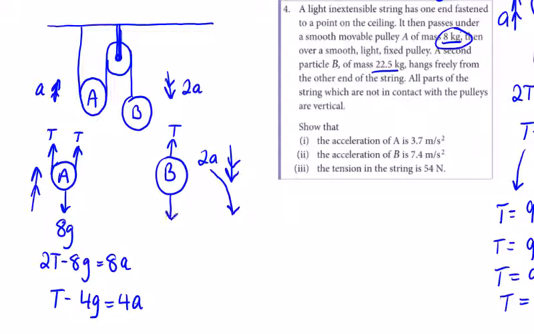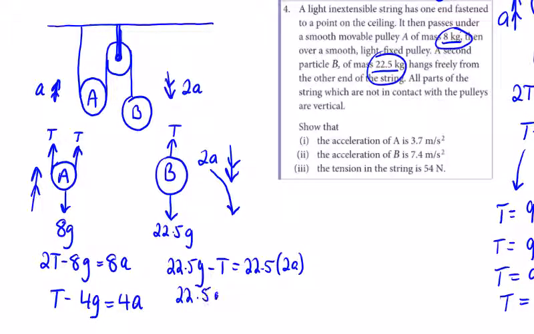It has its m, 22.5 times g. And my equations now are 22.5g minus t is equal to m, 22.5 times a, which is your 2a. So 22.5g minus t is equal to 45a.